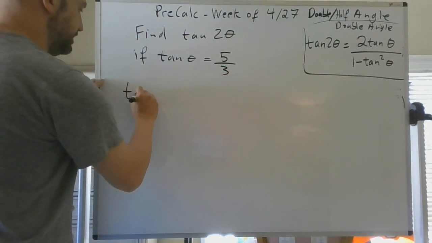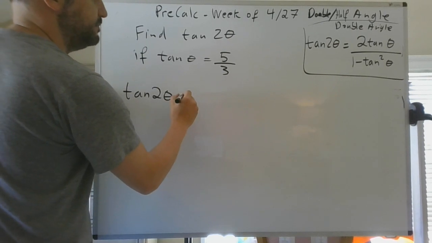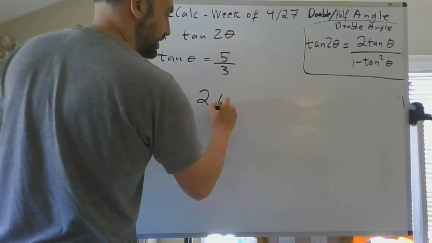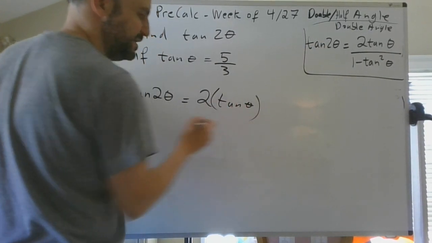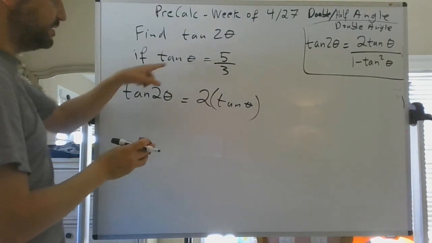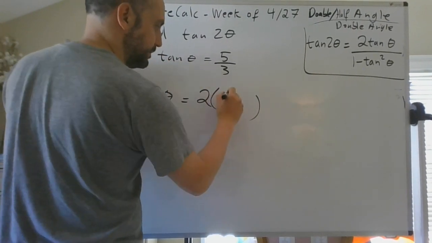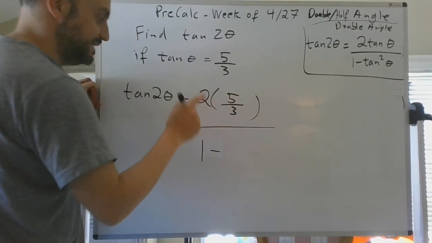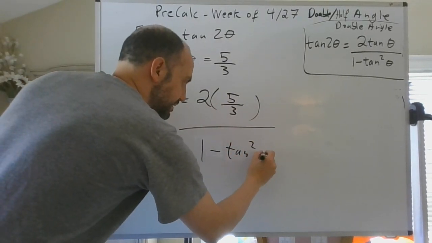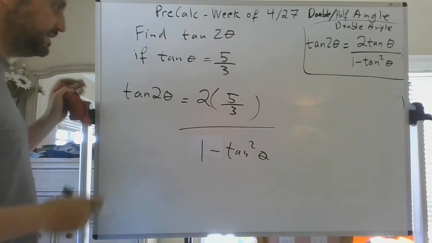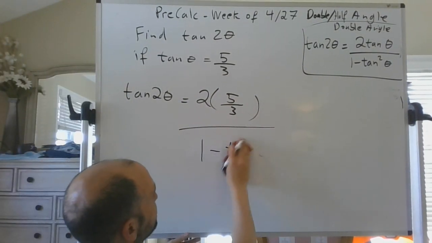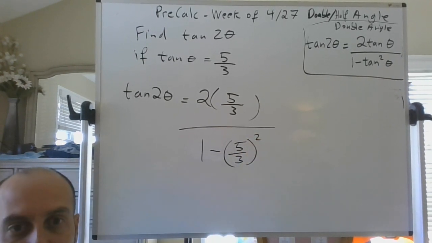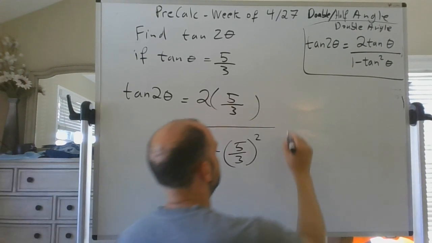So tan of 2 theta is equal to 2 times the tan of theta. Well, wait a minute. I don't need to write tan of theta. I know what the tan of theta is. The tan of theta is 5 over 3. All over 1 minus tan squared theta. But wait a minute. Again, I know what tan squared theta is. I just have to get tan of theta, which is 5 over 3. Square that. That's it. 5 over 3 and square. And now it's just straight up algebra. That's all we have to figure out.